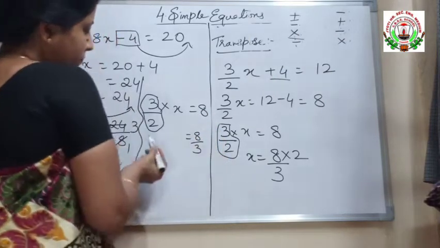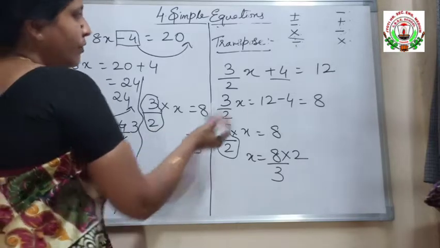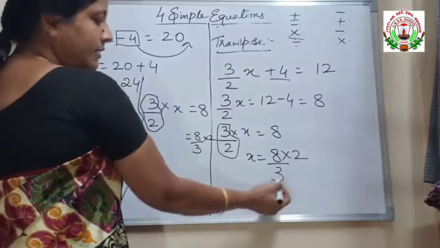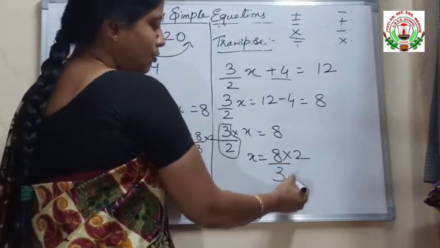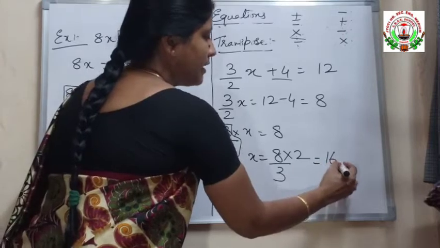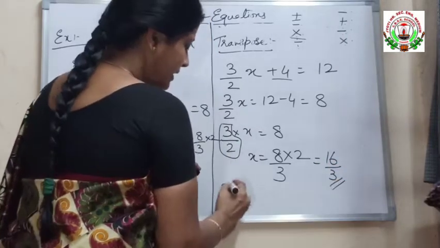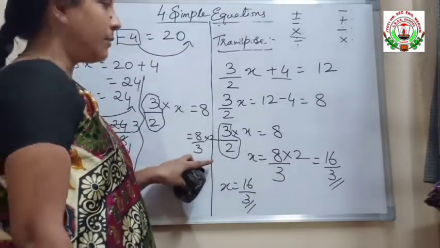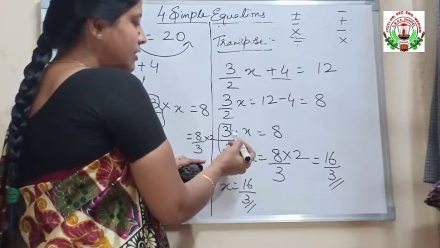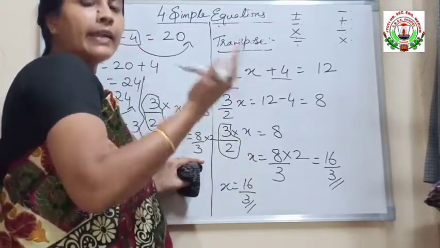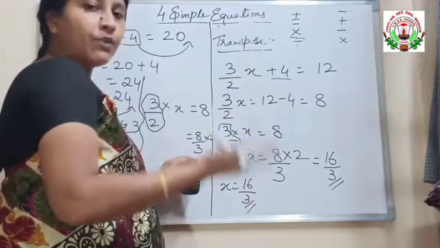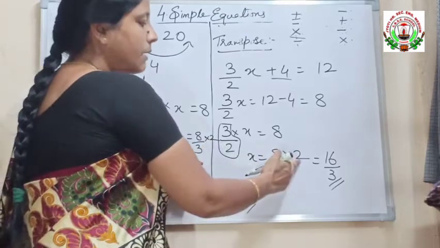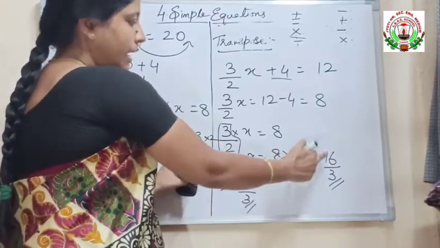So 8 by 3. And this divided by 2, division will become multiplication, so into 2. So I have written the same thing here. So 8 into 2 by 3, that is 16 divided by 3. This is your answer, that is x is equal to 16 by 3. This is your x value. I have transferred the multiplication sign as well as the division sign both at once. So multiplication became a division one and division became a multiplication one. So I have got the answer.